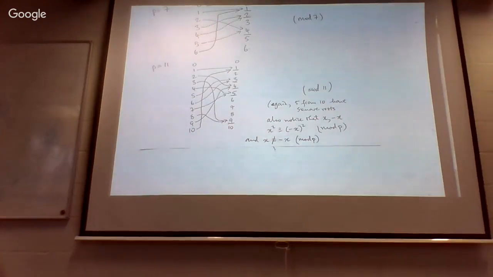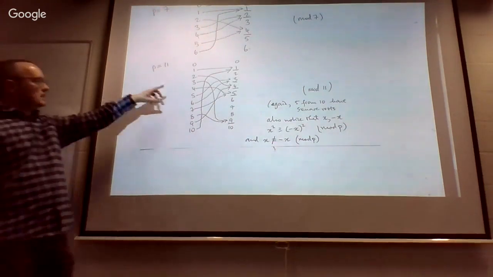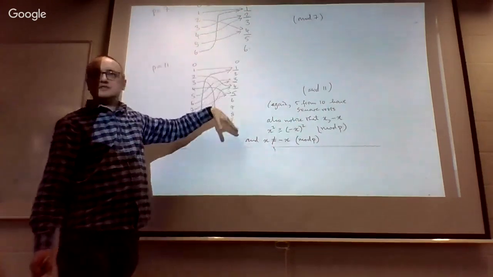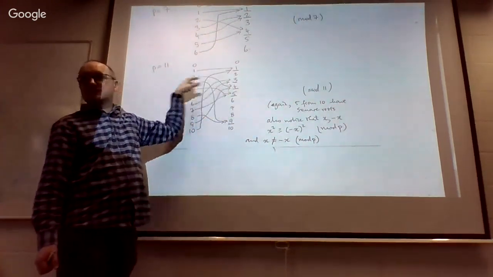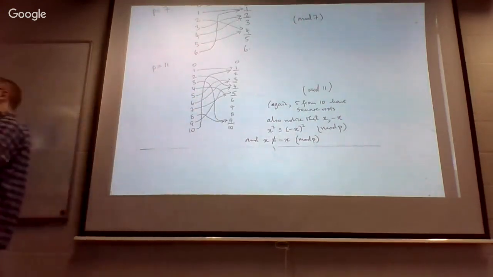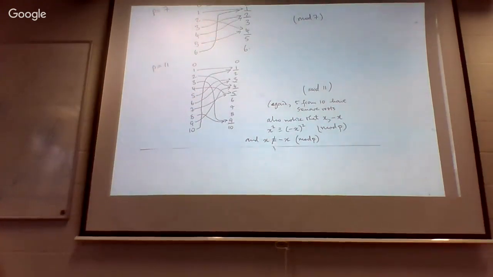Remember, Lagrange's theorem tells us that a polynomial congruence modulo a prime has at most the degree of the polynomial as an upper bound on the number of solutions. So here we're talking about the polynomial x squared is congruent to one of these. So it's a quadratic polynomial. So Lagrange's theorem tells us it has at most 2 solutions.